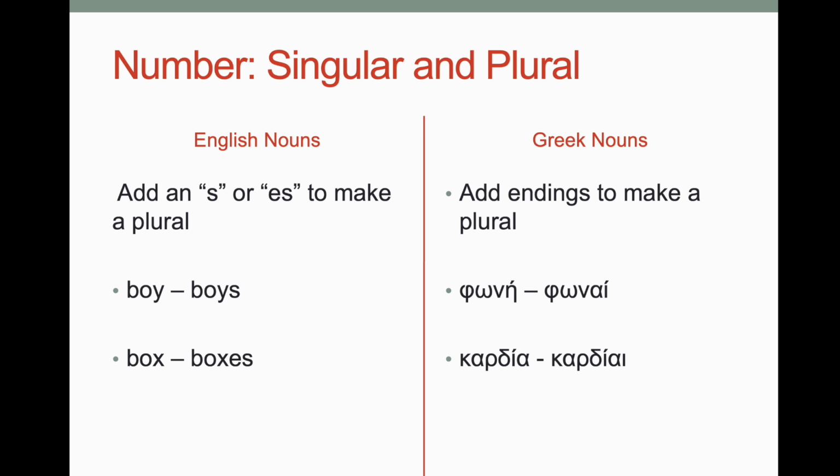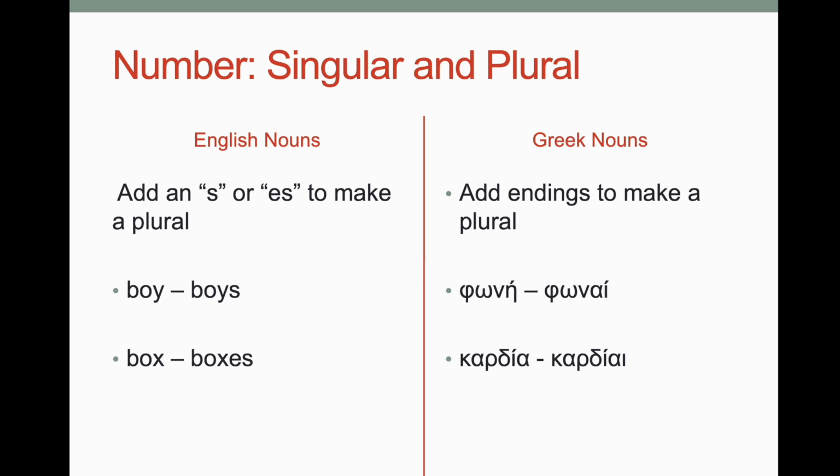How do we form the singular and the plural? Well, in English, generally speaking, we move from singular to plural by adding an S or an ES to the end of the singular form to form the plural. For instance, boy becomes boys, and box becomes boxes, although there are some exceptions in the English language, like woman, women. No addition of an S, a change of a letter within the word itself.